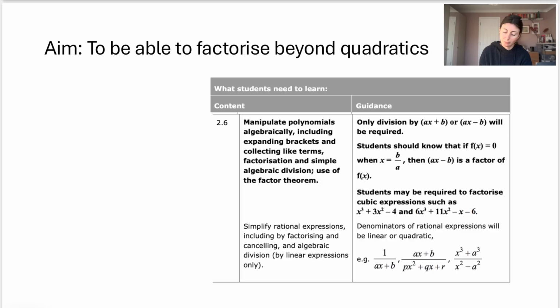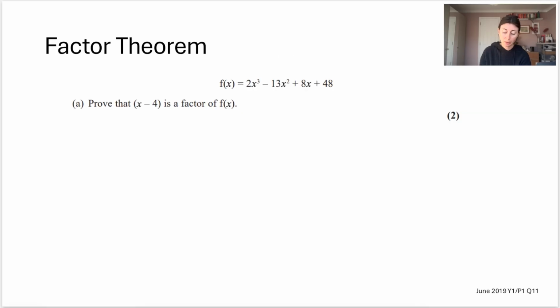So there might be some division, or this could just be feeding into factorizing and cancelling. So I think it's a little bit vague about when actual polynomial division will be required, but I'm going to show you some questions and give you some context. Please note that this is actually a year 1 question. You can see in the bottom where I'm getting these from.